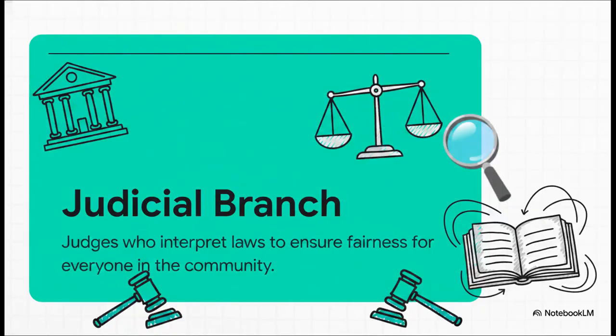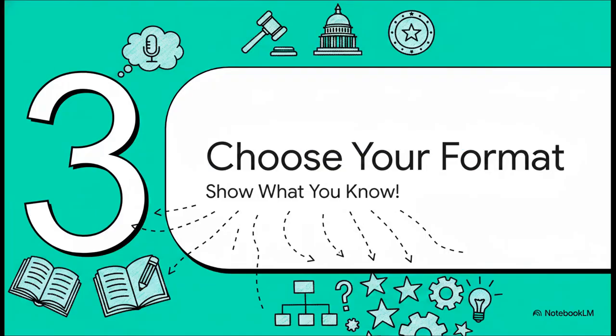But wait, there is a third, equally important branch, the judicial branch. Down at the local level, these are the judges in our courts. Now, their job isn't to make the laws or even carry them out, but to interpret them. They look really closely at the rules to ensure they actually protect our neighborhoods and are being applied fairly to everyone in the community.